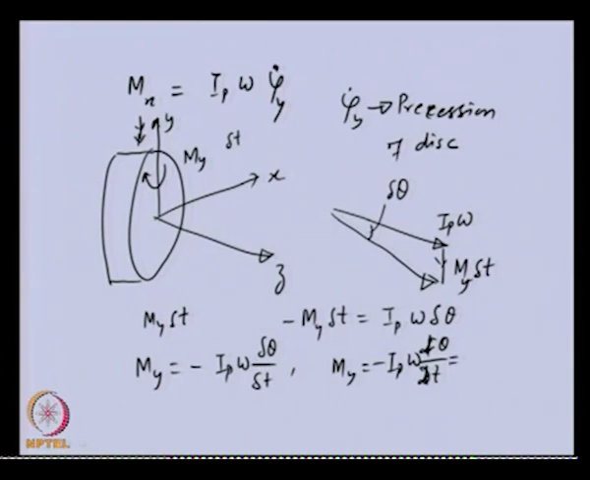and this I am expressing as I p omega delta dot about the x axis. So, this is the angular velocity about the x axis. So, this is the gyroscopic moment which will be acting about the y axis if we are giving a precession about the x axis by delta x.